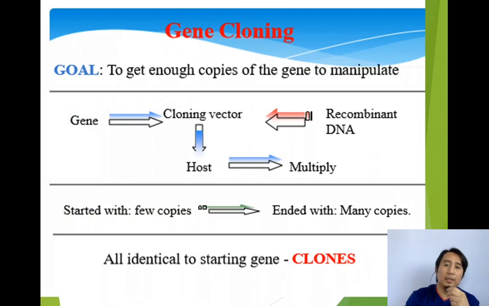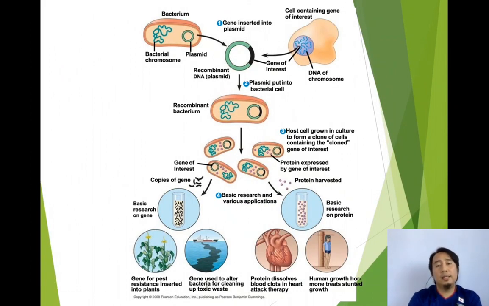So the gene cloning goal is to get enough copies of the gene to manipulate. From the gene, you ligate it into a vector. So you clone the gene into the vector. We call it recombinant DNA here. And you transform it into the host, and the host will help you to amplify the gene of interest. Multiply. Start with a few copies and end up with many copies, all identical to the starting gene. We call it a clone. This is a diagram that I already explained to you in the first lecture, if I'm not mistaken. It's the same diagram.